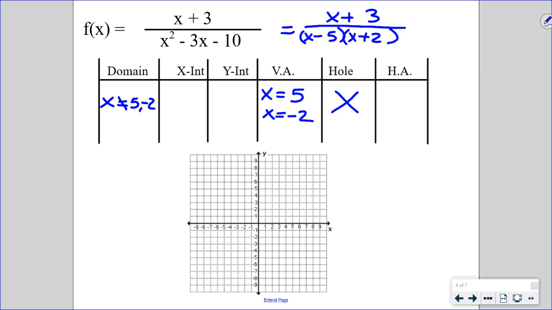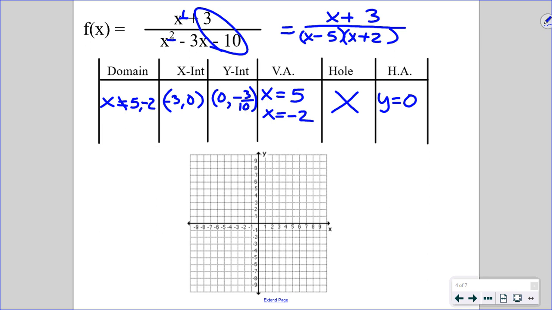Okay, to find the x-intercept, I now just need to find the zeros of the numerator. The zero of the numerator is negative 3. Okay, to find the y-intercept, I'm just going to find the ratio of the constant terms. So that's going to be negative 3 over 10. And then to find the HA, I'm going to compare the degrees. The degree of the denominator is bigger, so my HA is y equals 0.